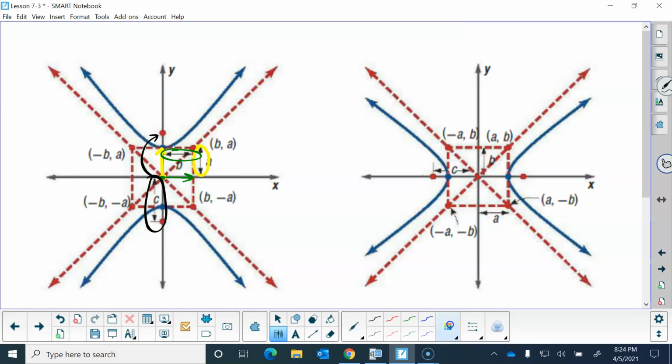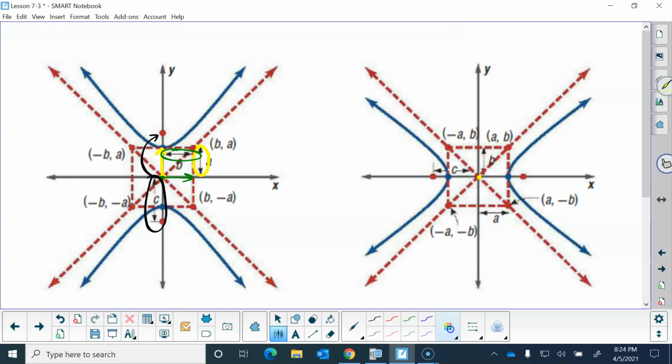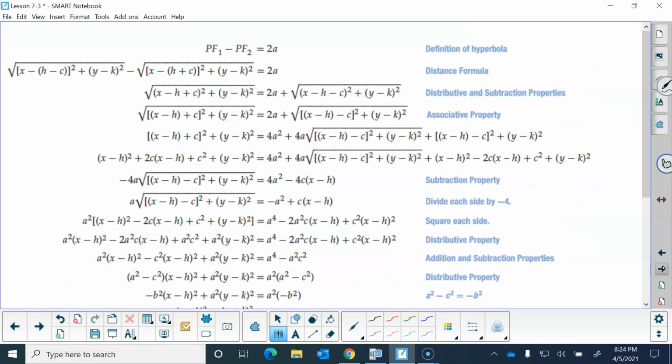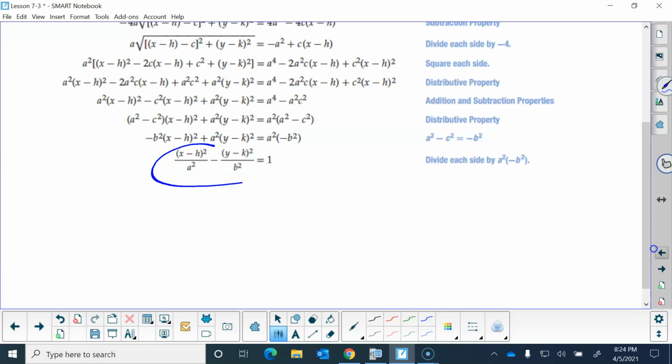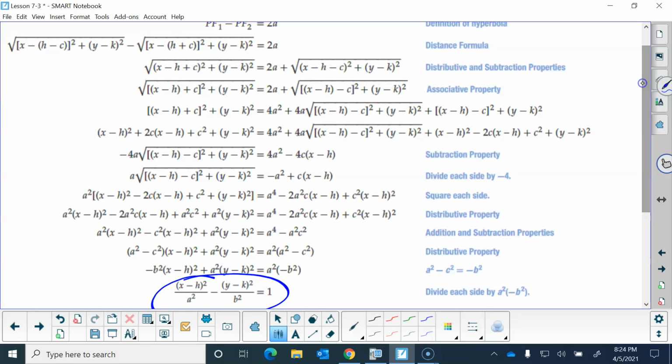Same thing on the other one, except the orientation is horizontal. So again, you can see that the a value is from the center to the vertex right here. The b value is from the center to the edge of that rectangle right here. And then the c value is the distance from the center to the focus point right there. In case you're wondering how to derive the standard form equation of a hyperbola, there's a standard form equation right there. You can go through this little proof here that shows you how it's derived.